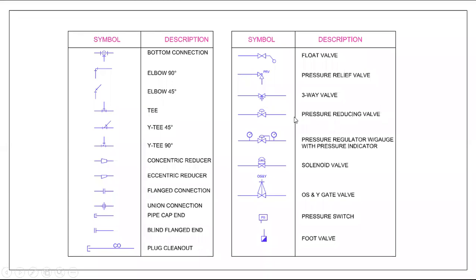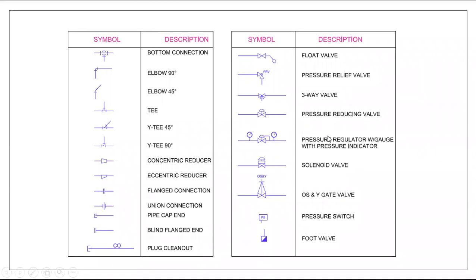Pressure reducing valve, PRV. When you are going to reduce the pressure in the plumbing system, you have to provide a pressure reducing valve or pressure relief valve. So you have to show the pressure reducing valve symbol like this.